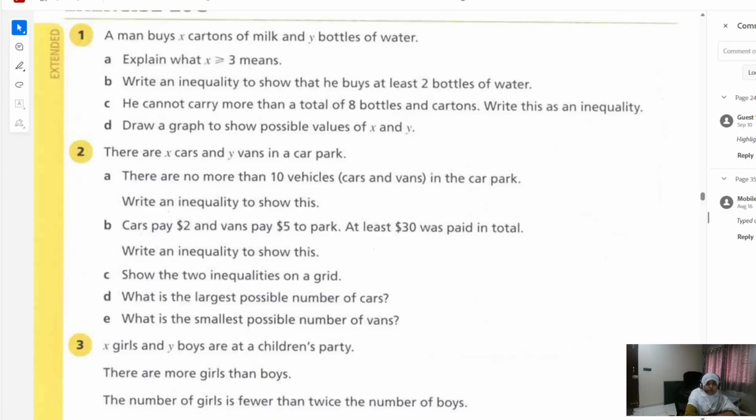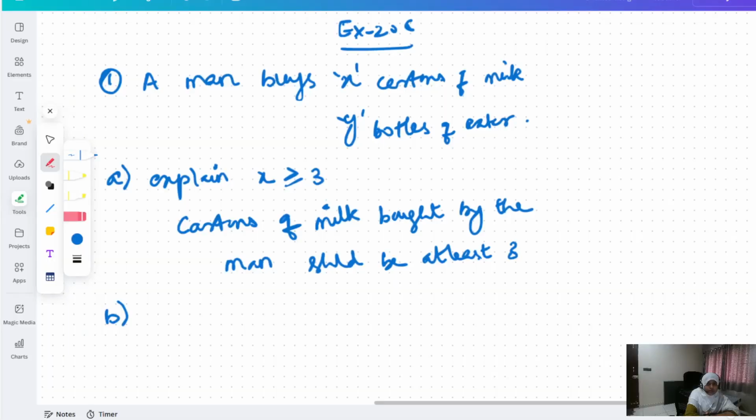Write an inequality to show that he buys at least 2 bottles of water. So what is the number of bottles he bought? Okay. So he buys at least 2 bottles of water.